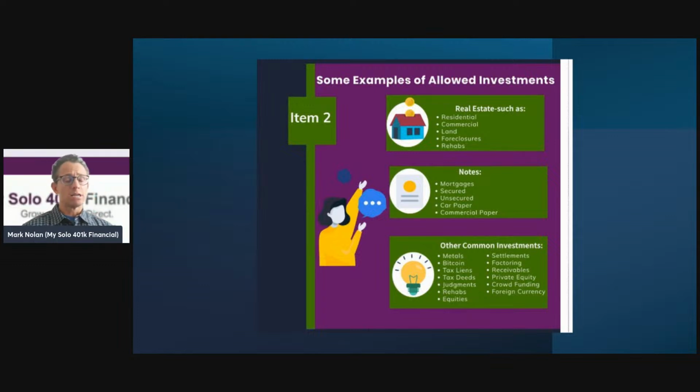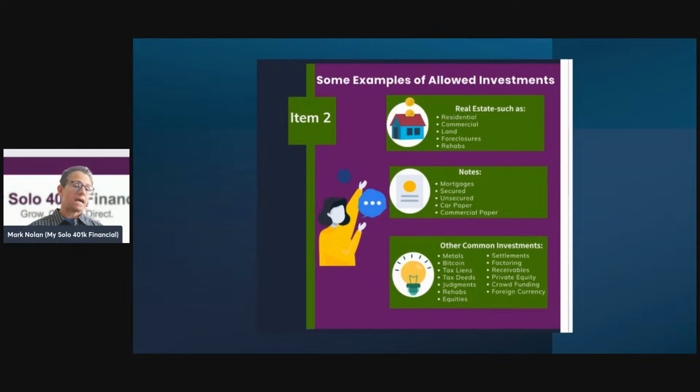In the context of real estate, let's talk about that a little bit. So with real estate, you can invest in physical residential real estate, whether it's commercial real estate, physical land. It can be foreclosures, rehabs, and of course, private syndicates. From a promissory note investment side of things, it can be mortgages, whether it's secured or unsecured, often known as trust deeds. You can even invest in car paper, commercial paper as well.